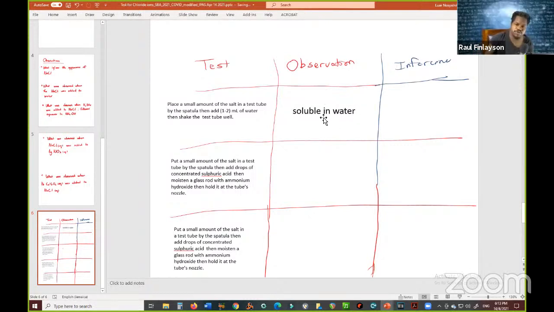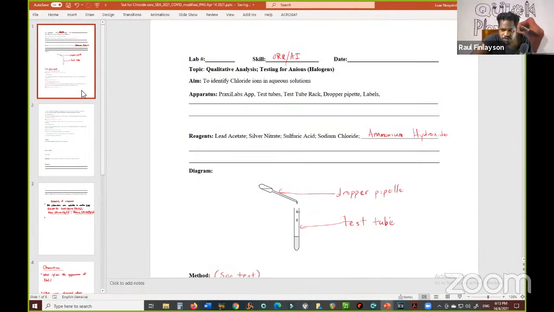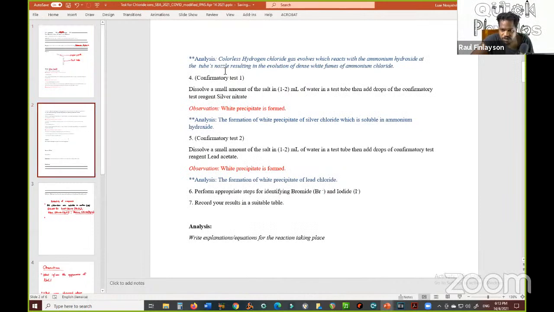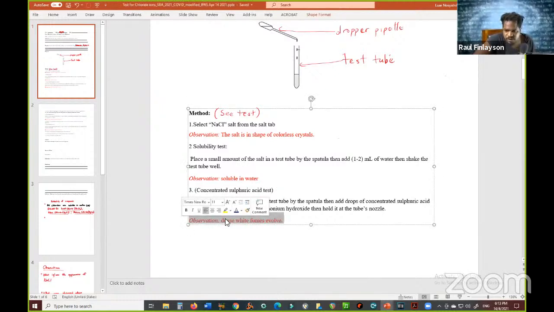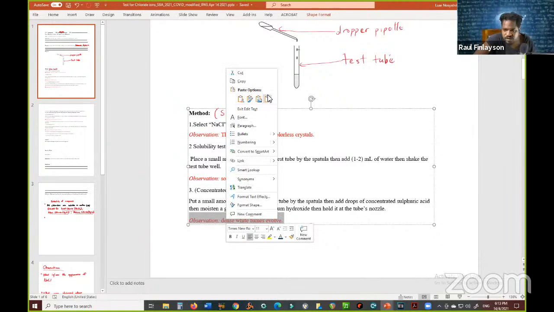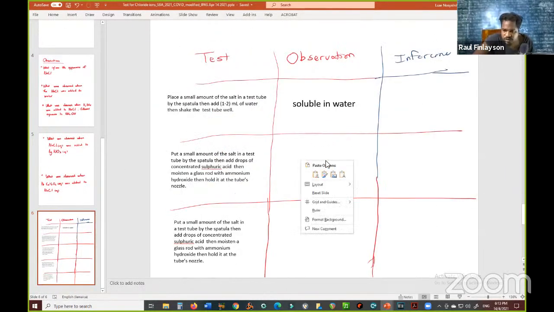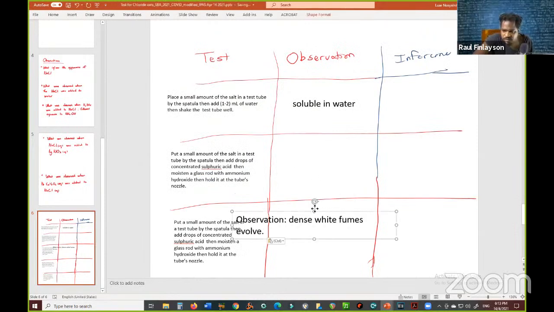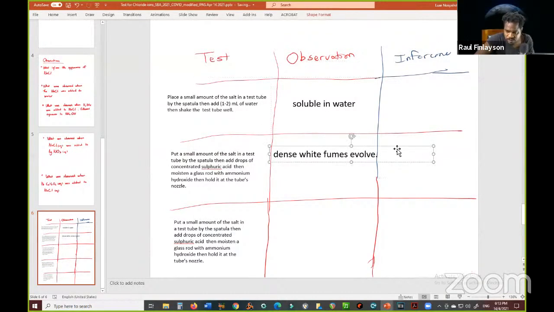Now you could even put it in your own words. You could say, well, salt dissolves in water. Whichever way you want to write it down, just make sure you have something in there so you can get the mark for it. All right. So first one, soluble in water. This one, no observation, dense white fumes evolve. All right, let's copy that, put that in the table. And I can remove the observations because the observations are already at the top. And that is what it would look like.